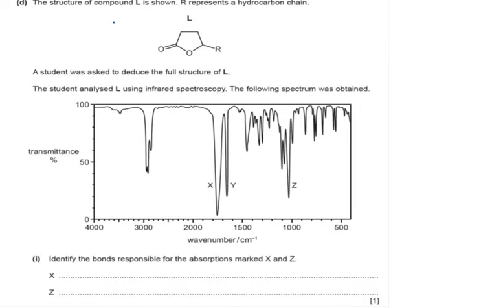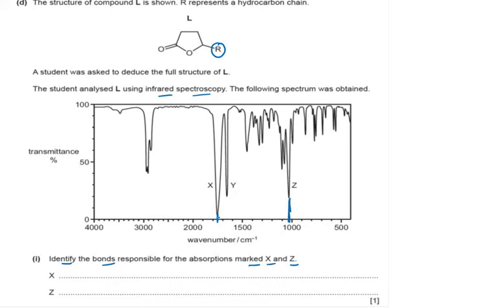Now the last and the main part of this question. The structure of compound L is shown here and R represents a hydrocarbon chain. A student was asked to deduce the full structure of L. The student analyzed L using infrared spectroscopy and the following spectrum was obtained. The question is, identify the bonds responsible for the absorptions marked X and Z. The X absorption is here and the Z absorption is here.